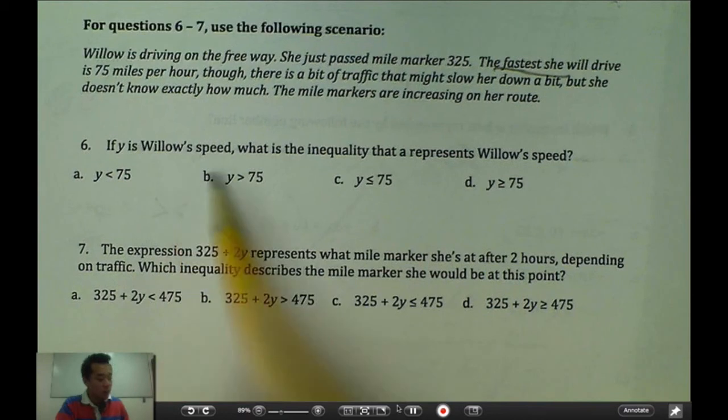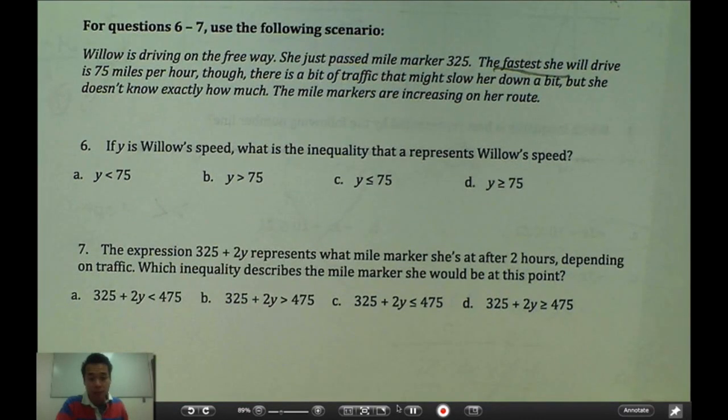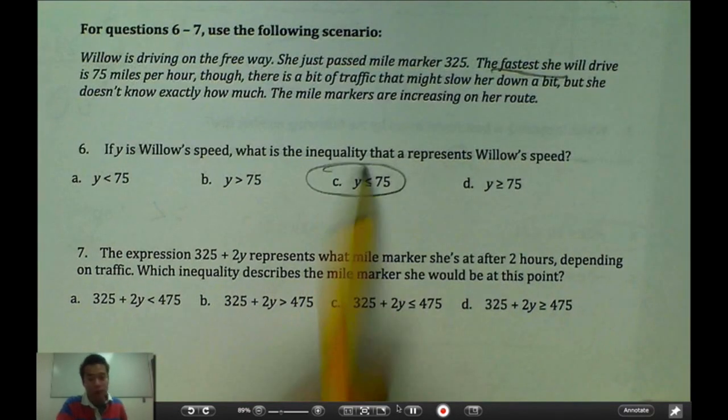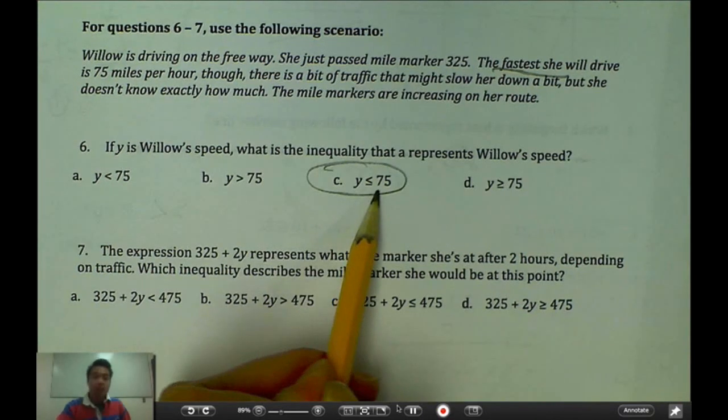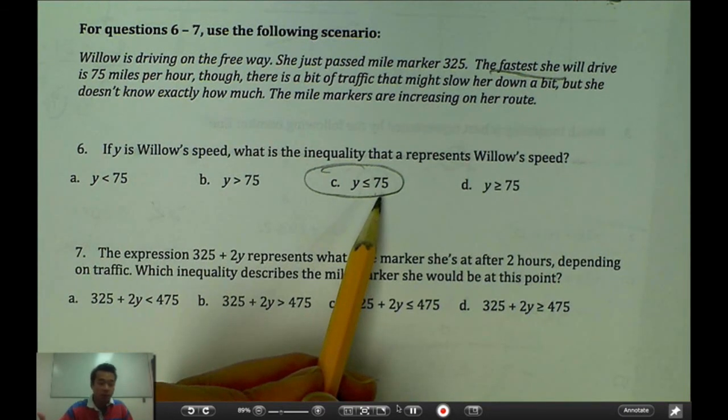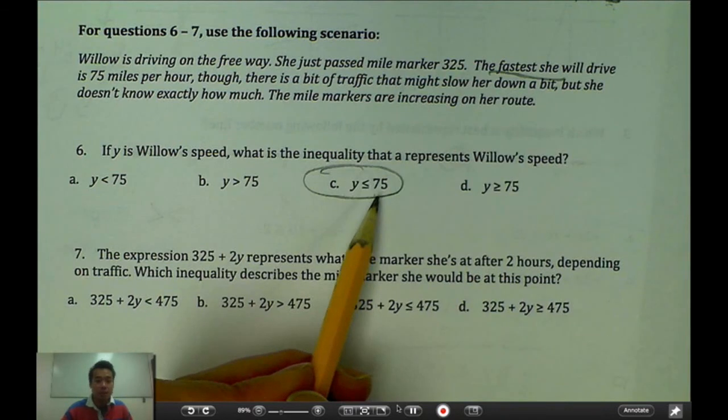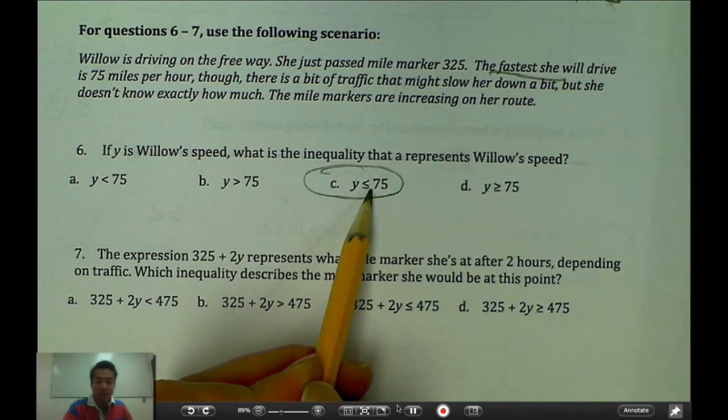So if Willow's speed is represented by the y, then it has to be this one, because this one says that 75 is my maximum. It can be 75, but at times she'll slow down. Just think about being in traffic. The speed limit's 60. Your parents are going 60 miles an hour, but sometimes they'll go below it because of traffic. It's this one. The maximum is 75.